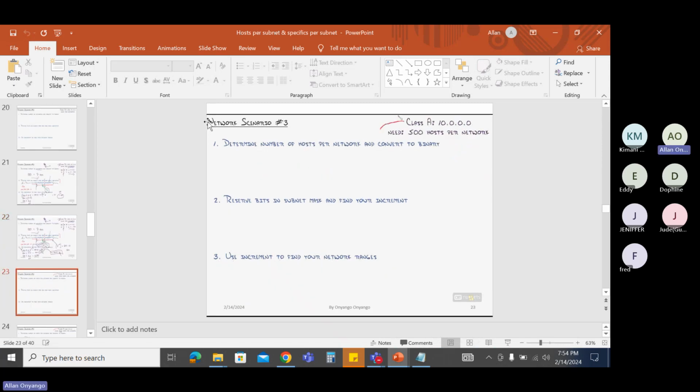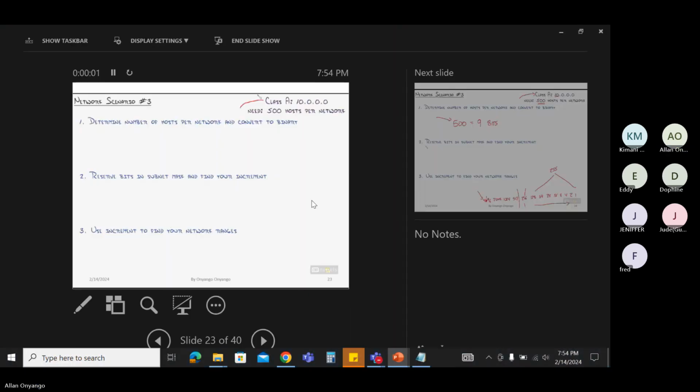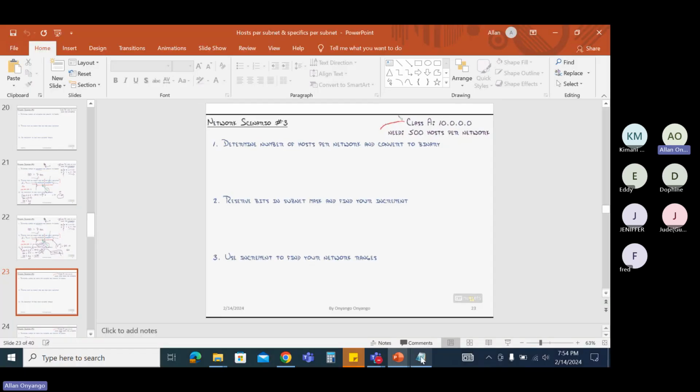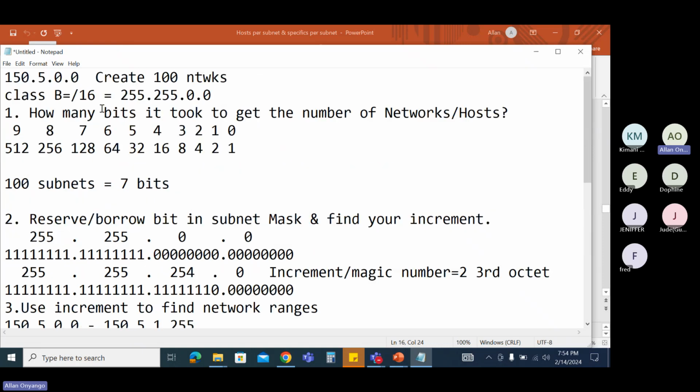The second last one is which class, guys? Class A. So write that class, write the IP, 10.0.0.0. We need how many hosts? 500. So write for me the IP and write for me 500 hosts. We can do that here very fast before we get going. So we are creating 500. These are hosts.